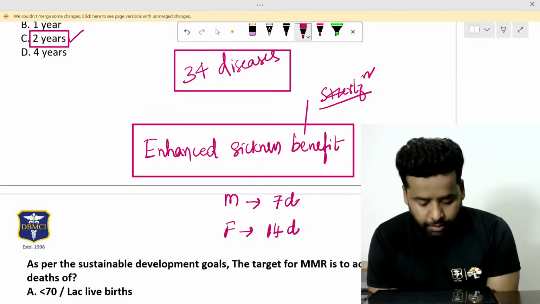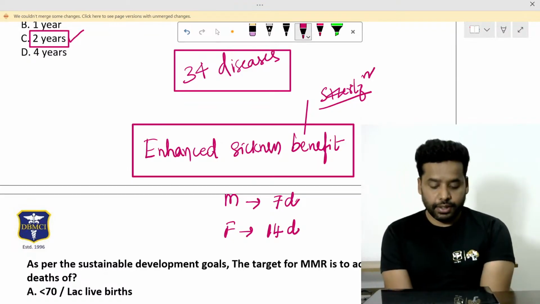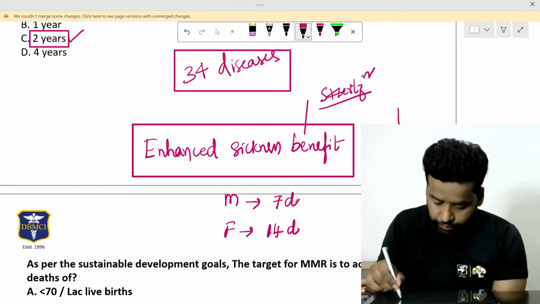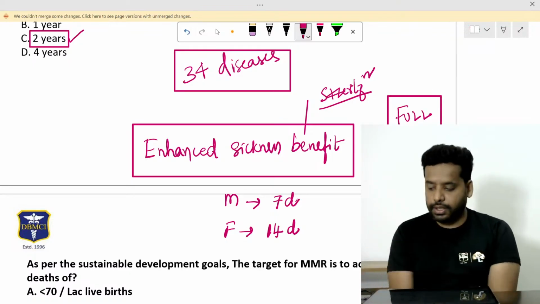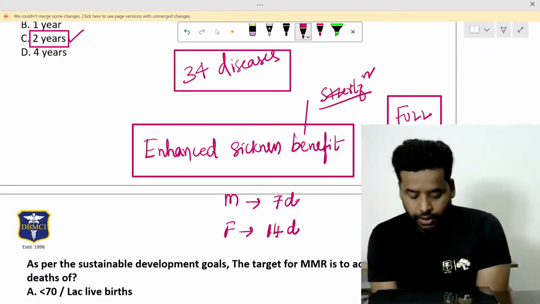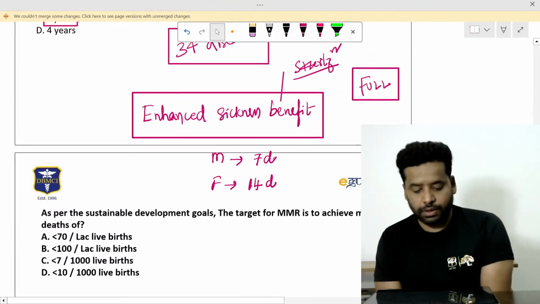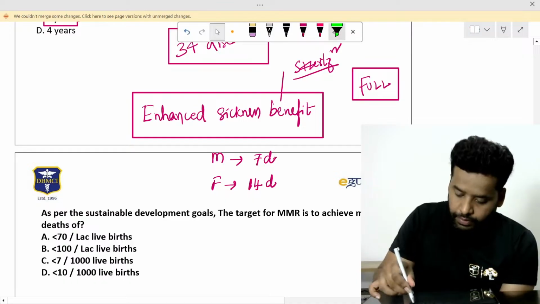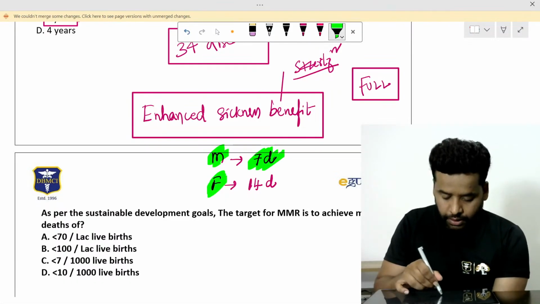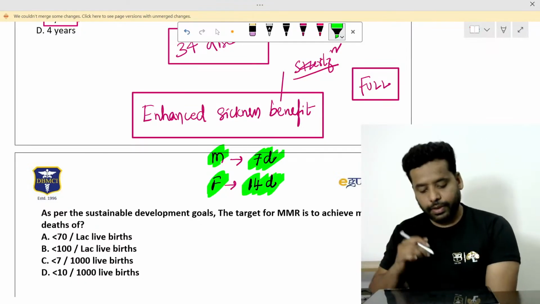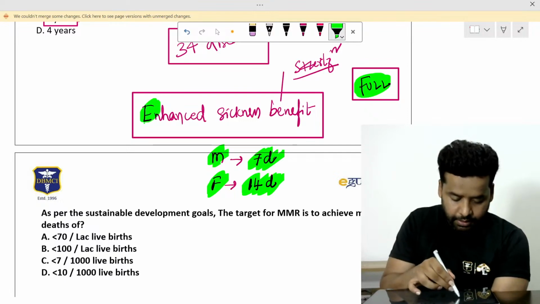So for vasectomy it is 7 days. For tubectomy it is 14 days. Full wages. They won't deduct anything. It is full wage under enhanced sickness benefit. F for female, F for 14. For males they give a little less, fine. 7 days, we'll take it. Underline this word. Vasectomy 7 days. For females it is 14 days. Full sterilization, enhanced sickness benefit.